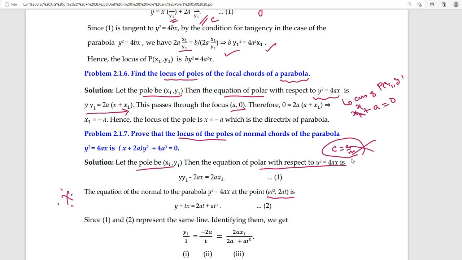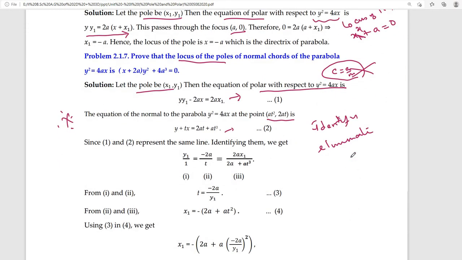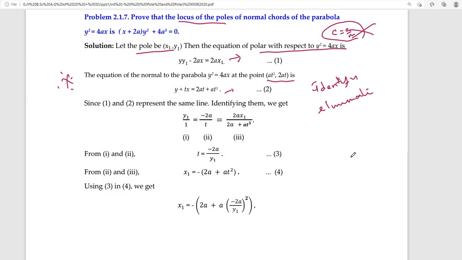This is the point to be noted, that we have to consider at any point at square to at the equation of the normal. Now this is a chord and this is the normal, the same normal chord. This happens to be normal to the given y square equal to 4ax, which means these two must be the same. So we can identify these two equations and eliminate t. Identifying the two equations and then eliminating t, we will get the required result by just dropping the suffix, because the locus of P(x1, y1) is asked.